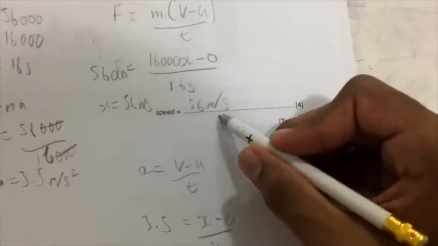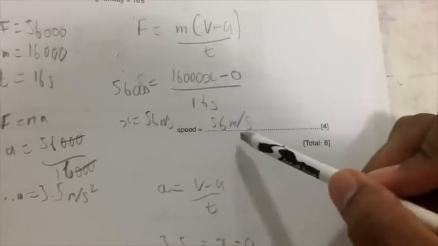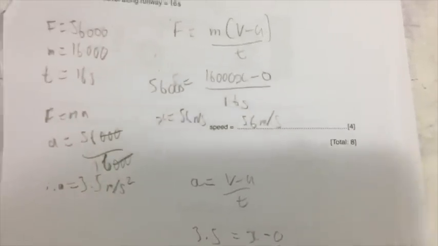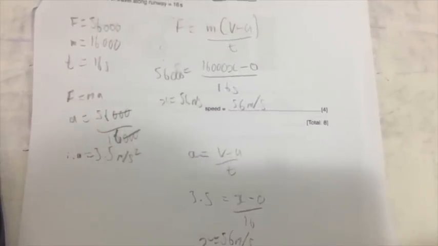And always put in the units. You get one mark, 3 marks, and 1 mark for the unit, 50 meter per second. Alright, hope you understood this, let's go.